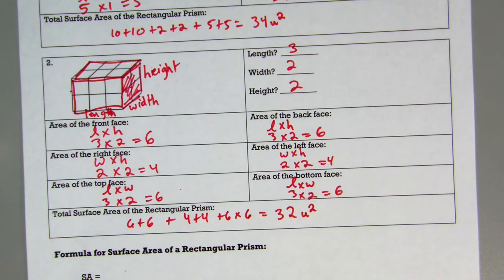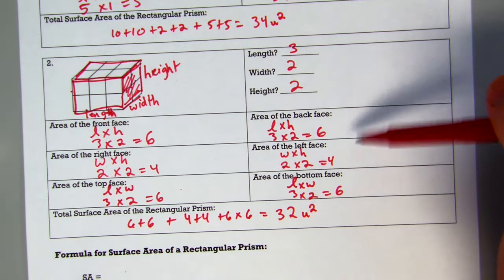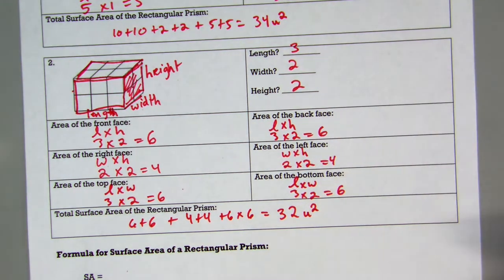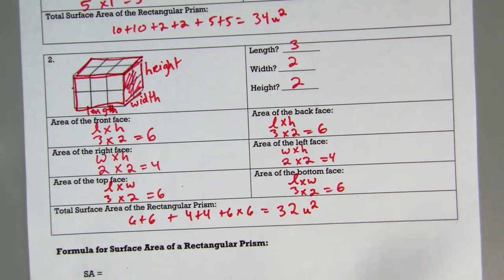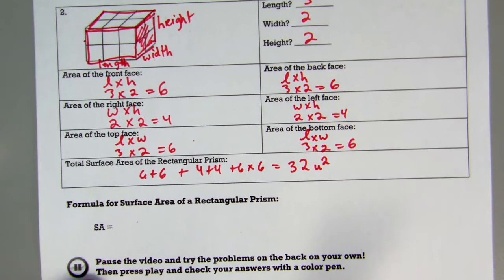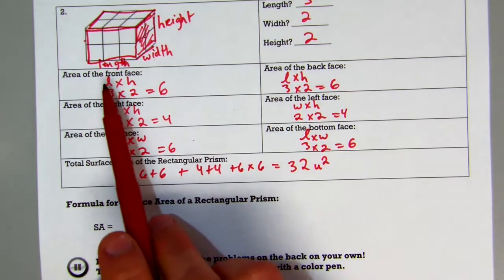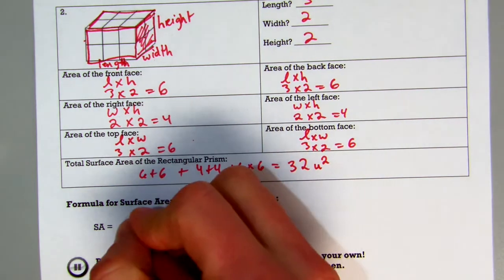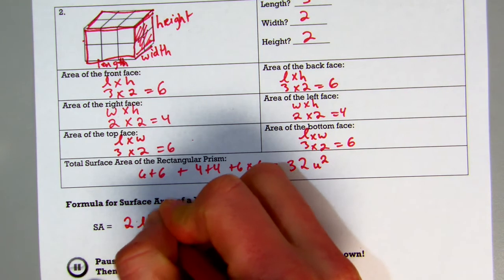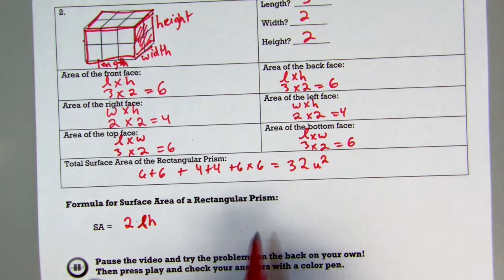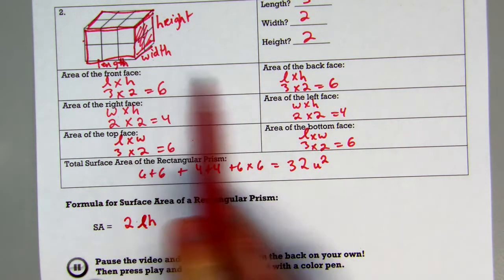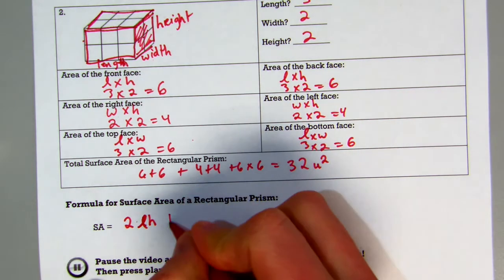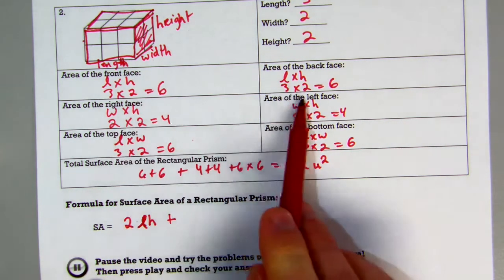Okay. Now, instead of going through this process every single time, we're going to go ahead and create a formula for you guys. Okay? And so our formula that we can go ahead and create is, notice how we did length and height. We did it twice. Okay? So I'm going to go ahead and do 2 length times height. Alright? So we did the front and the back face. We're going to add to that my right face and my left face.